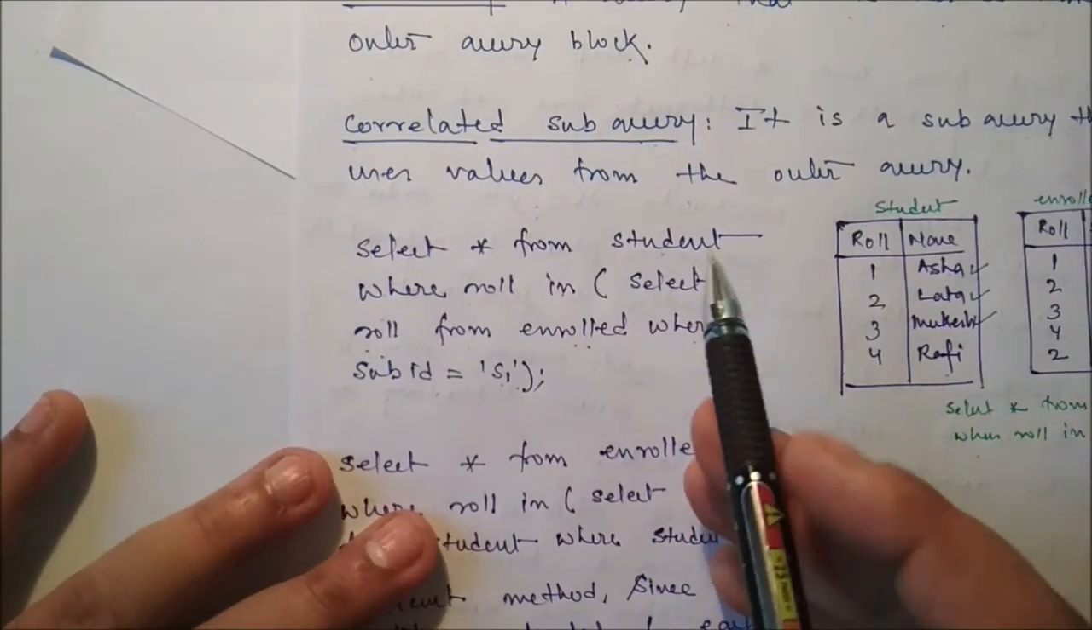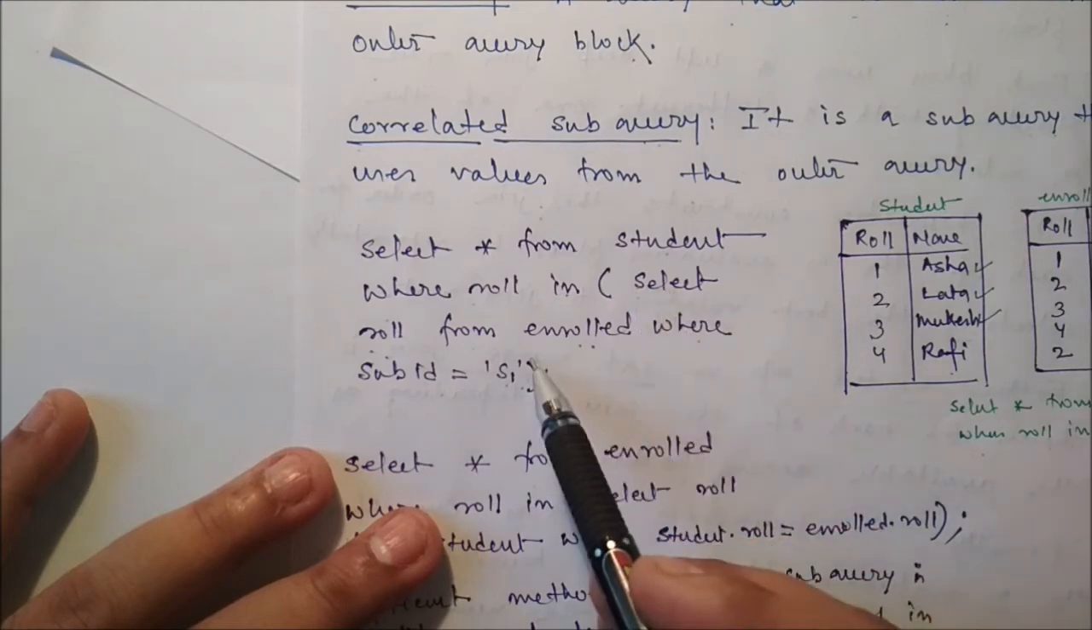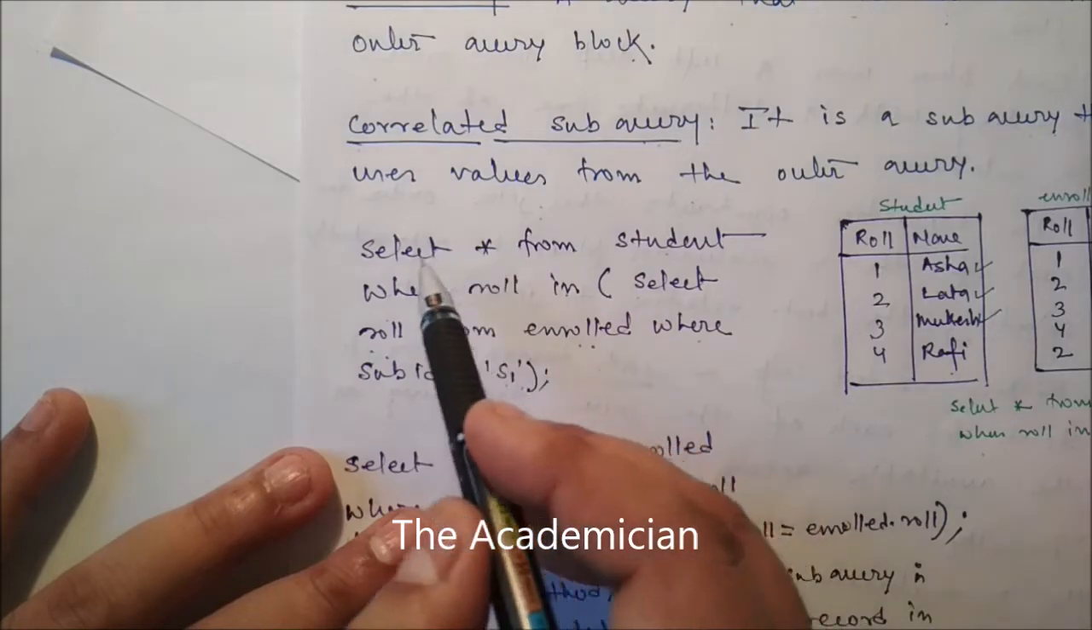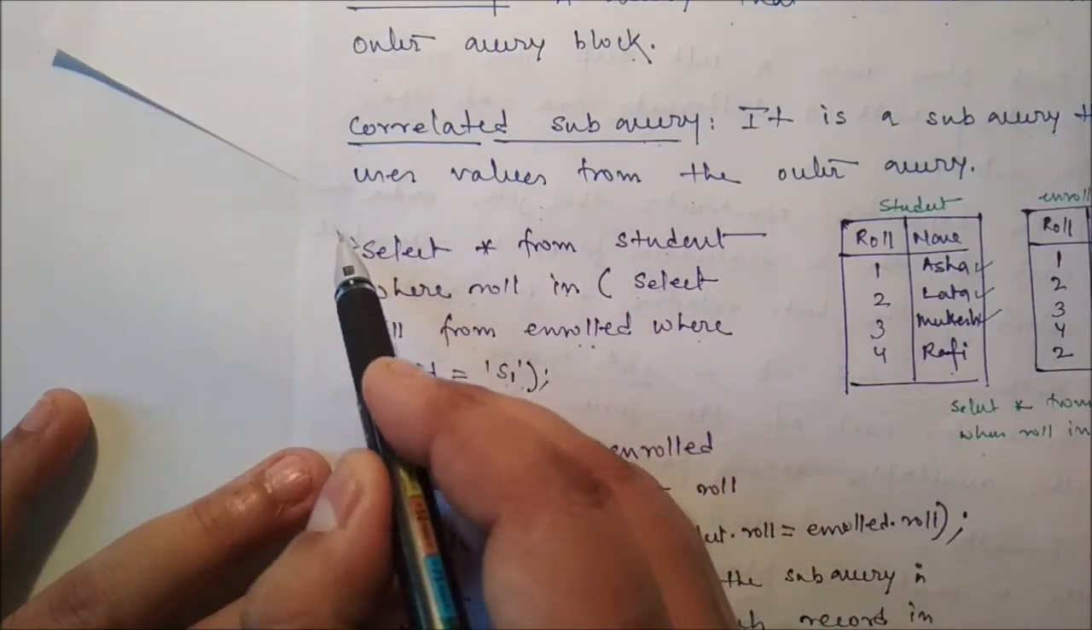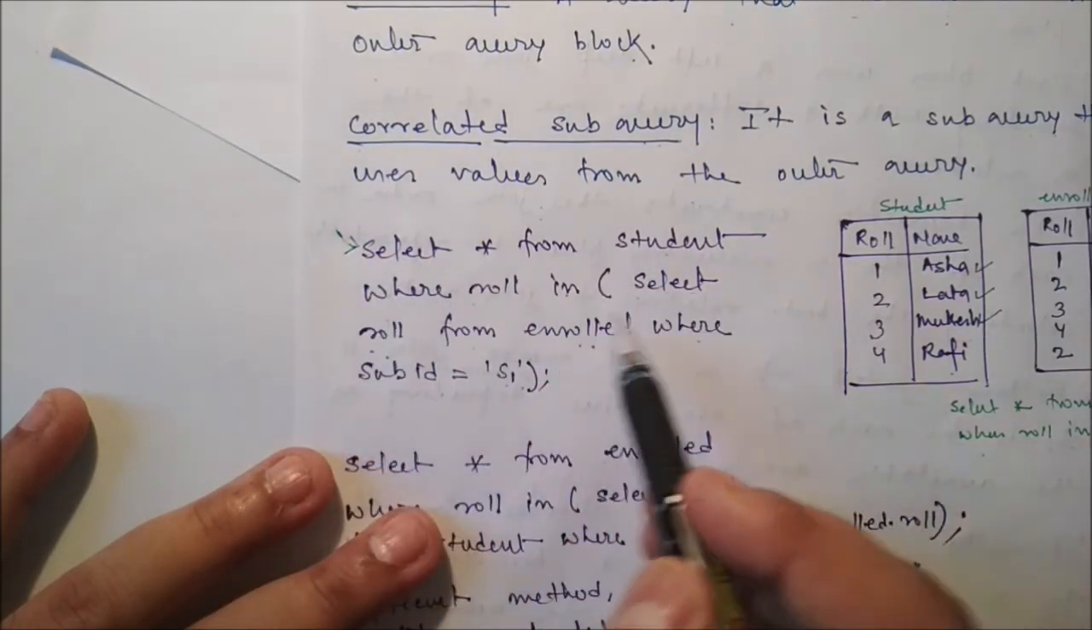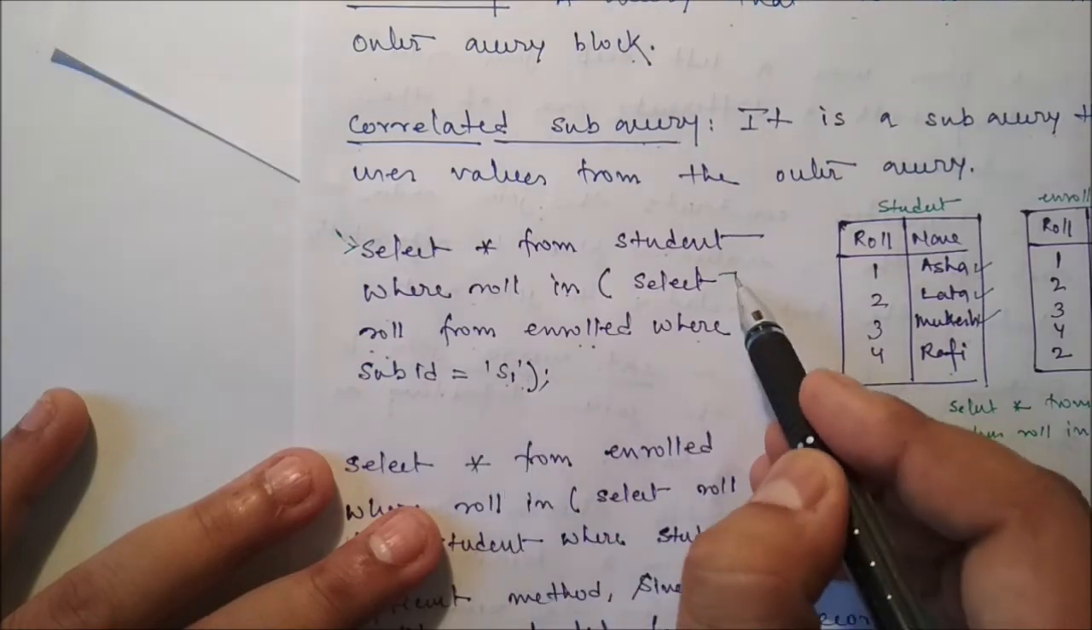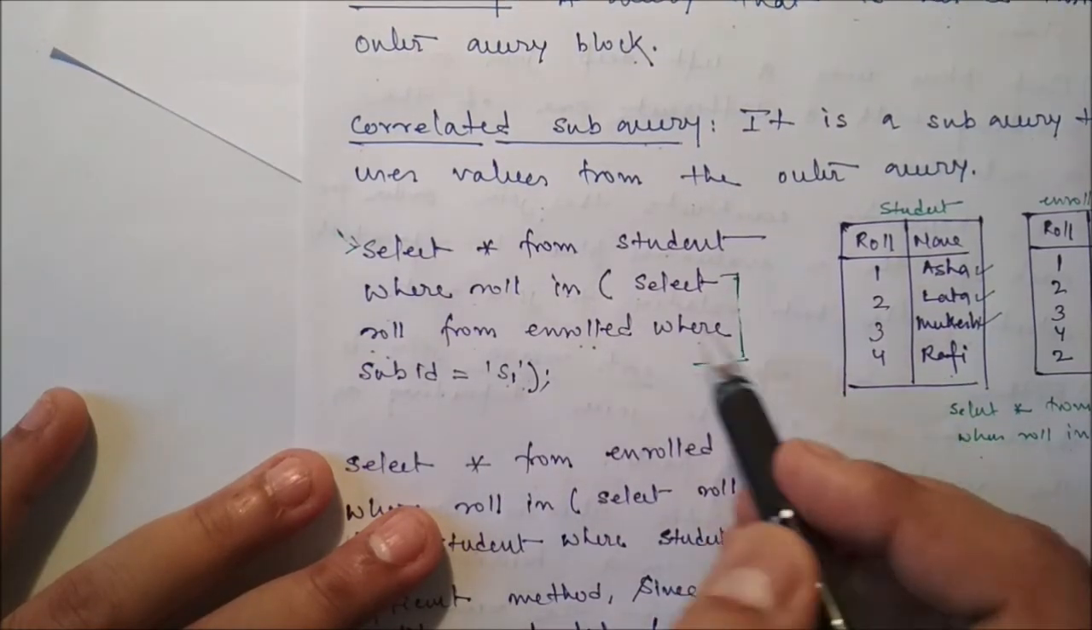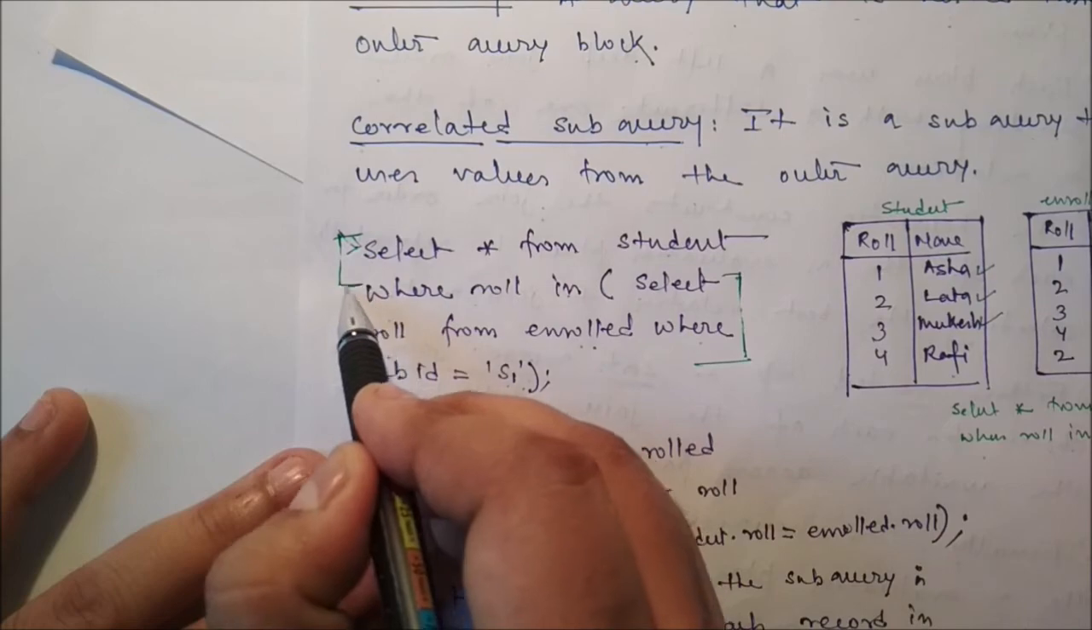So this is a query that is nested, with an outer query block. This is nothing but our outer query block, and this is nothing but our nested query. This particular part is the nested query, and this is our outer query part.